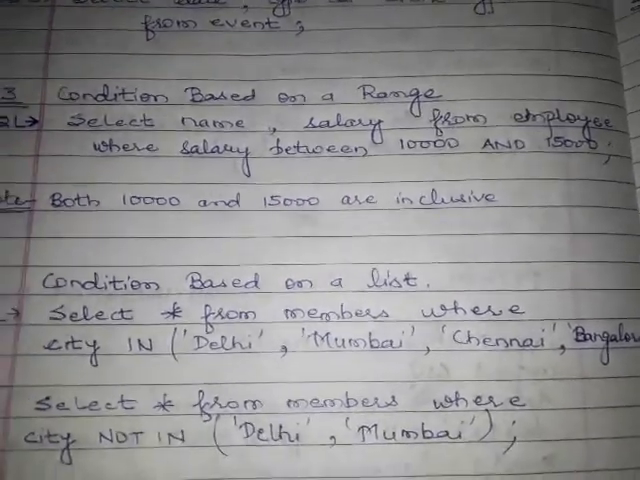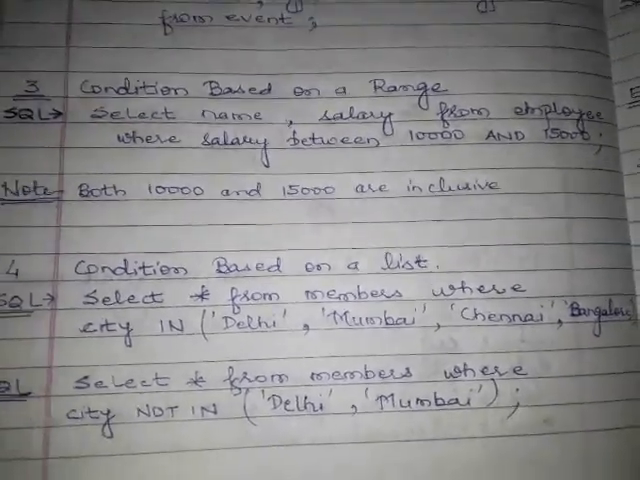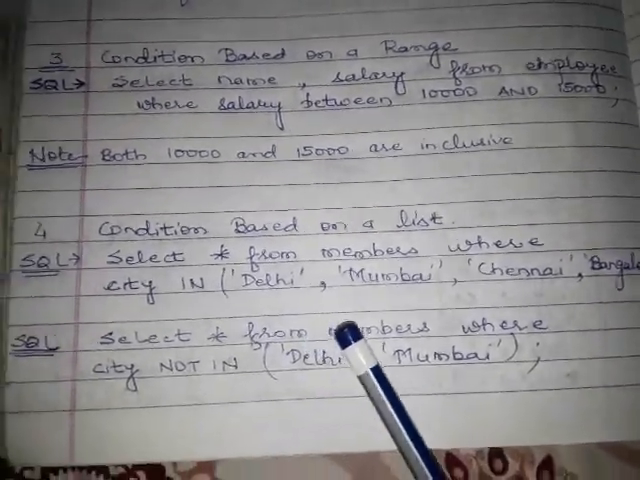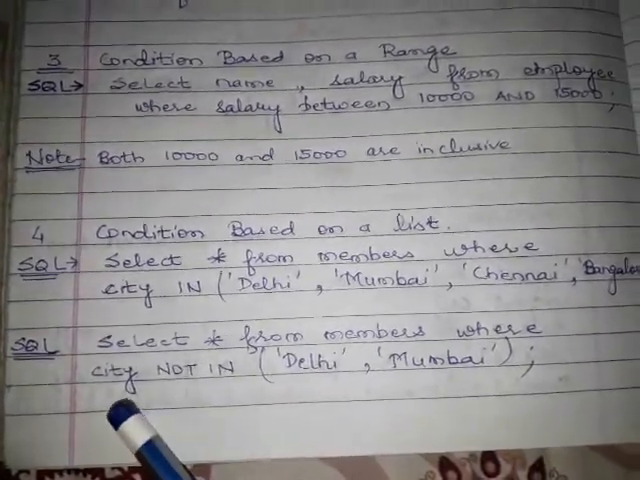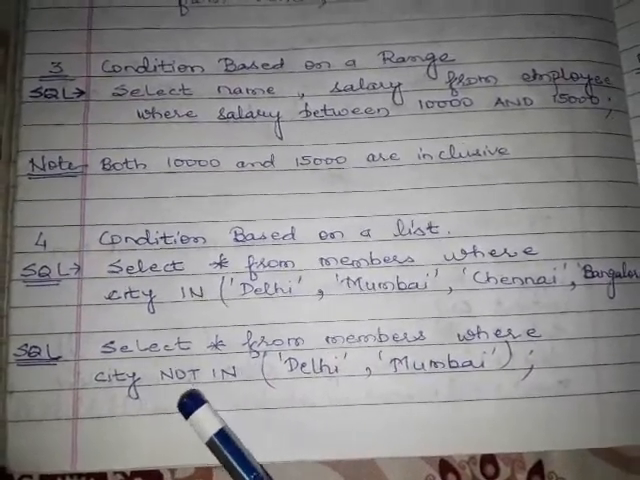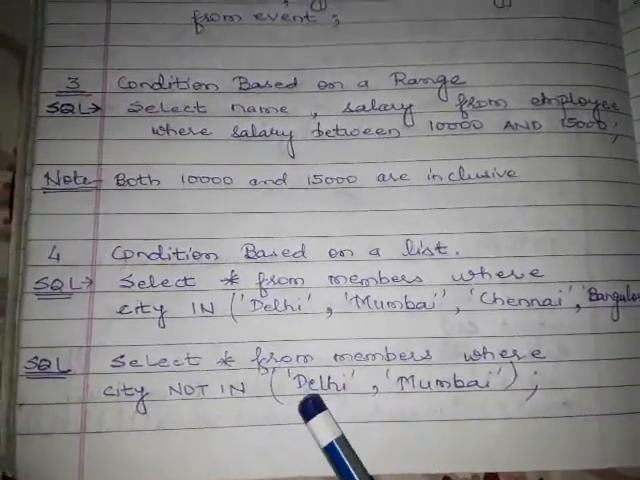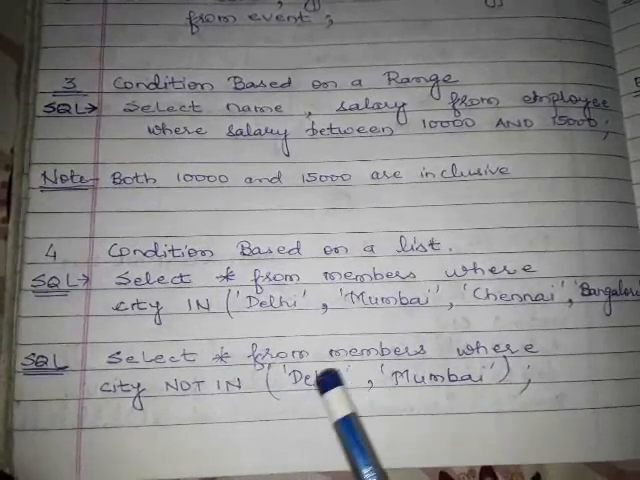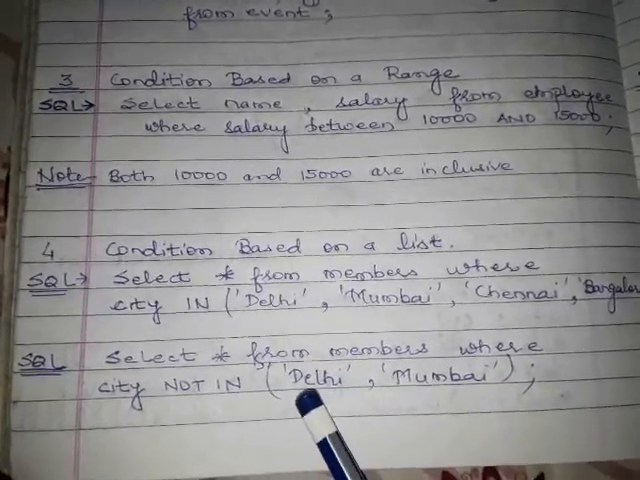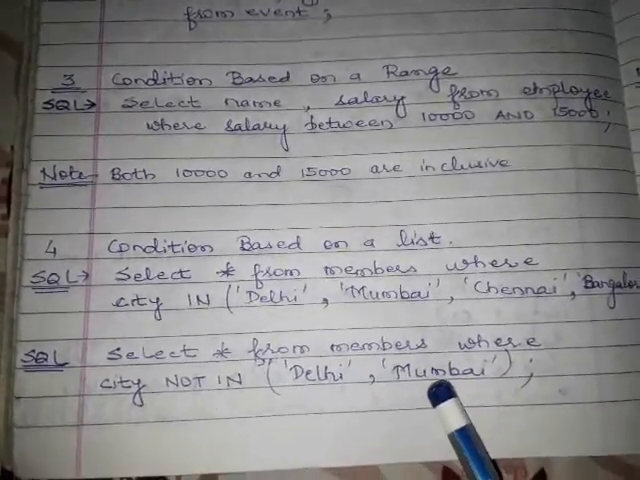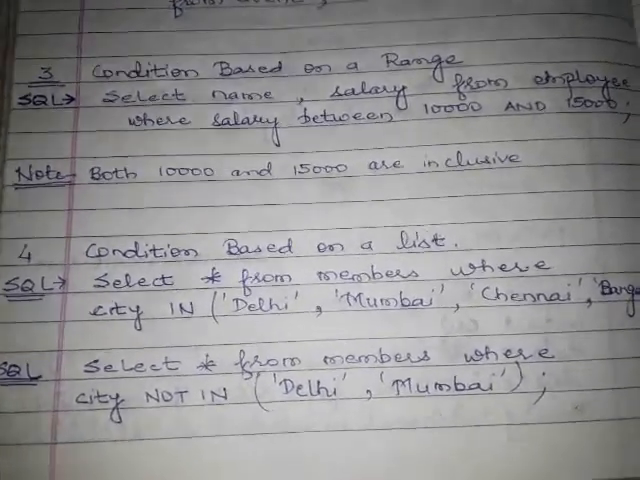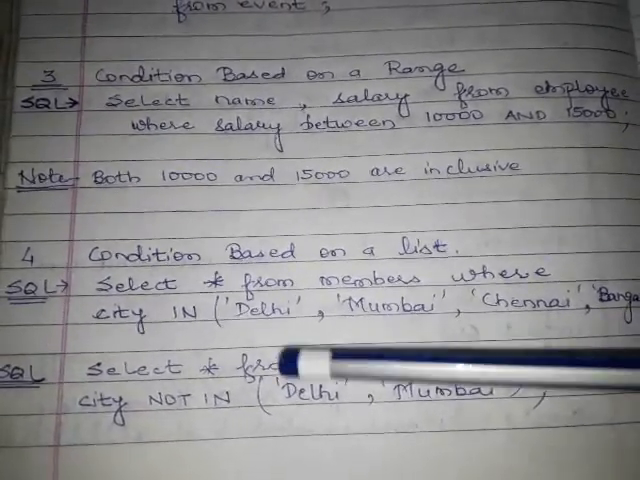Now if you don't want to select those, SELECT * FROM members WHERE city NOT IN. NOT IN means it will exclude the cities mentioned in the list. So the members who are not in Delhi and not in Mumbai are displayed. So this is the use of IN and NOT IN.